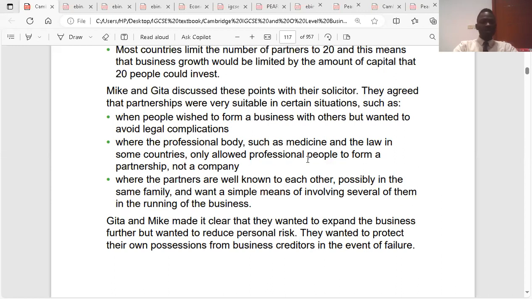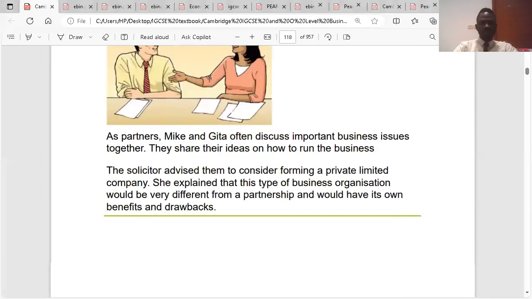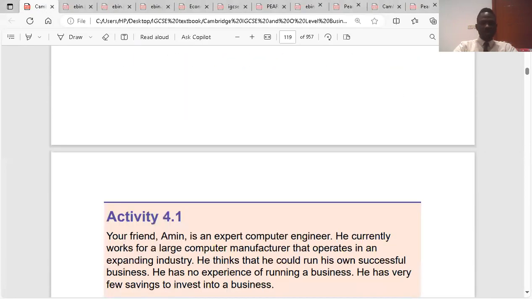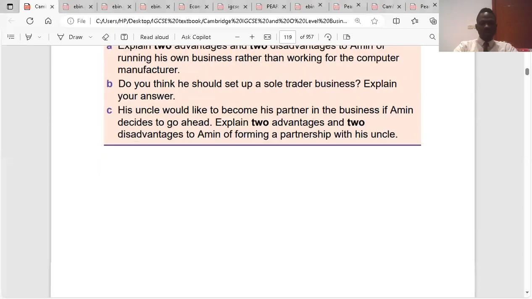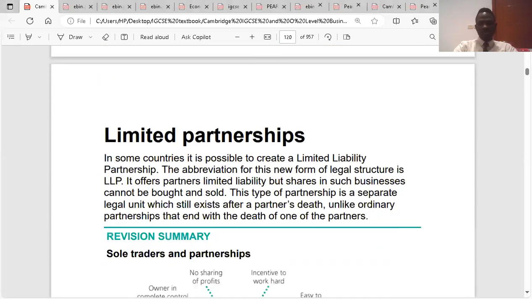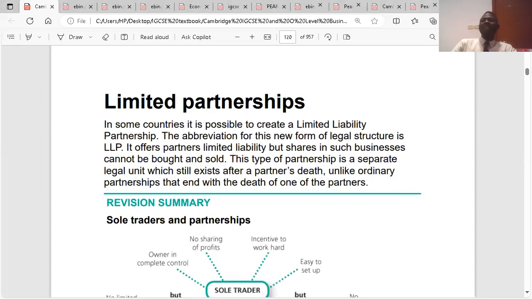So that's about the disadvantages there. I think partnership is done. Then we have what we call limited partnerships, or limited partners.